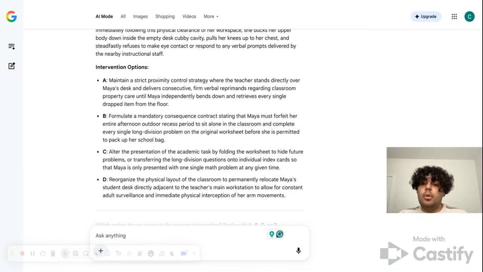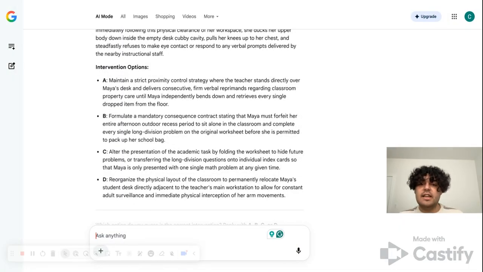So B is formulate a mandatory contract stating that Maya must forfeit her entire afternoon outdoor recess period to sit alone in the classroom and complete every single long division problem on the original worksheet before she is permitted to pack up her school bag. So these are threats that can't be, what's the word? They can't be held to.